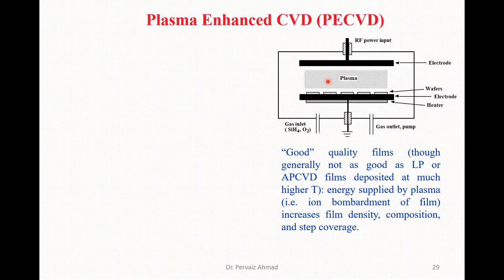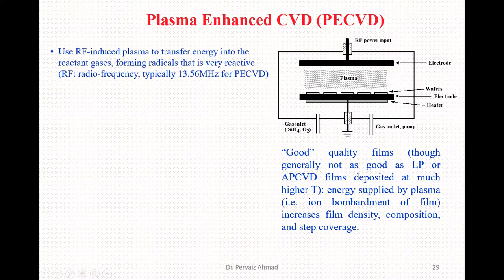So what do we get by this technique? We can get a good quality film. But remember, the quality of the film deposited by this particular technique is not as good as what we can achieve by low pressure CVD or atmospheric pressure CVD. What we actually do is supply energy by plasma. By plasma we mean that we supply energy by ion bombardment of the film, which increases the film density, composition, and step coverage. Now, more formally, let us start our discussion of the process inside plasma enhanced chemical vapor deposition.